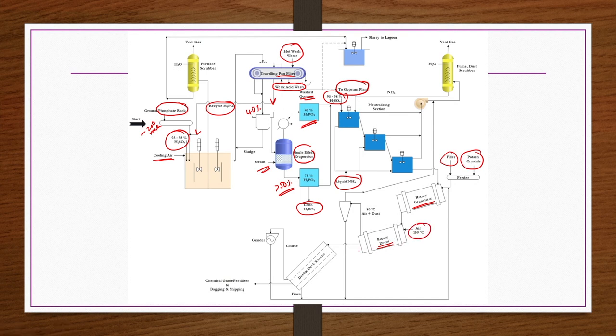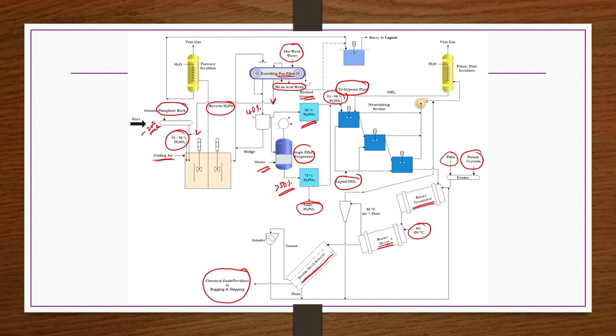These dried granules you take to double deck screens, where you check the size requirement. If the granules are of sufficient size, then you can take them as a product for bagging. The granules which are bigger than the desired size are re-ground and then sent back for screening again, whereas the fines are taken back to the rotary granulator along with the filler and potash crystals for further makeup of the size, right?